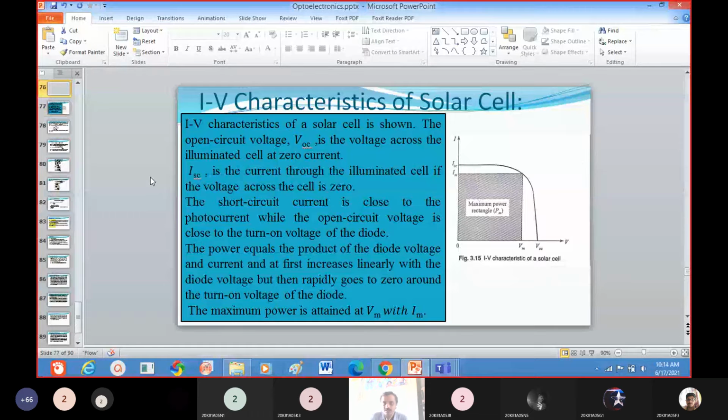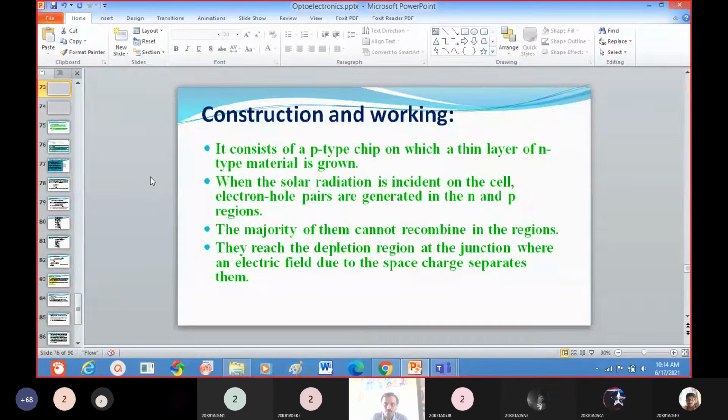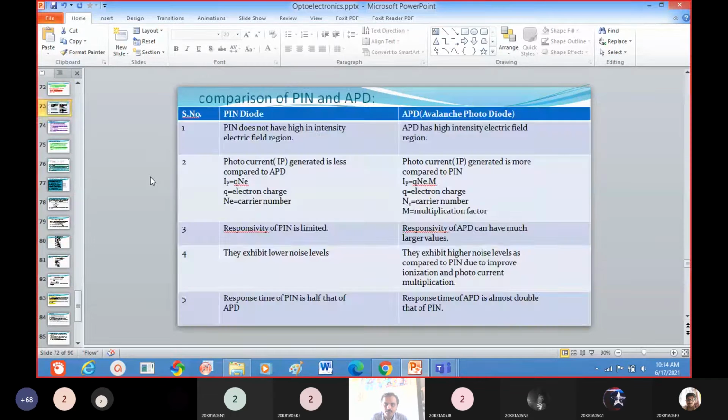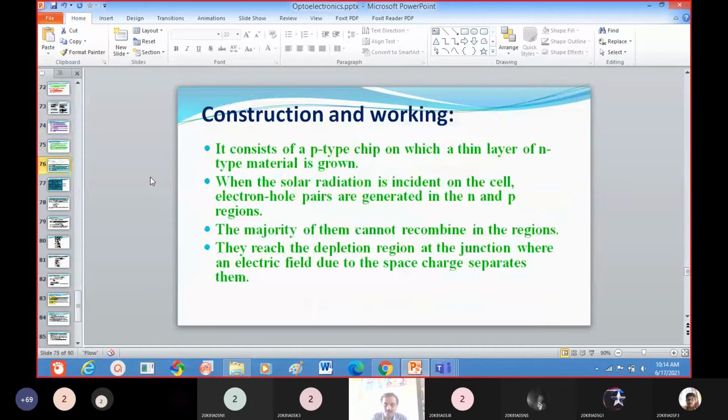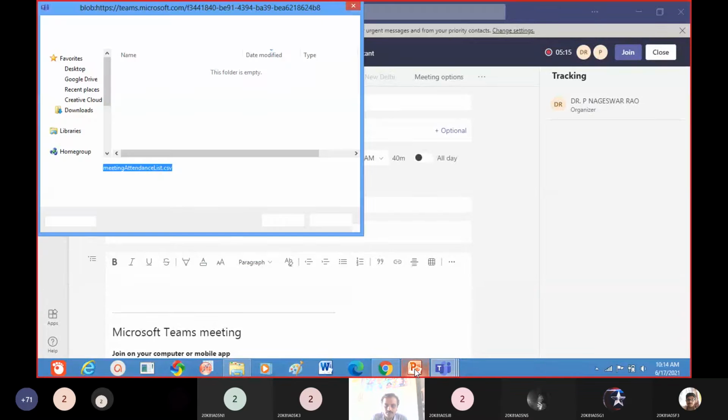Last class we discussed the working, the construction, and the principle of the solar cell. Today we will discuss some applications. Before that, I will give a brief introduction to what we discussed in the last class.